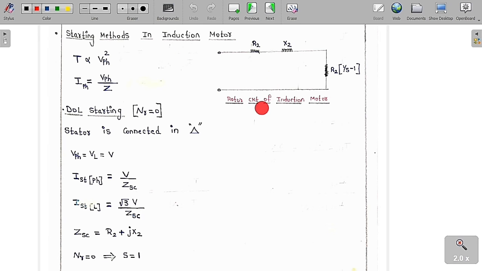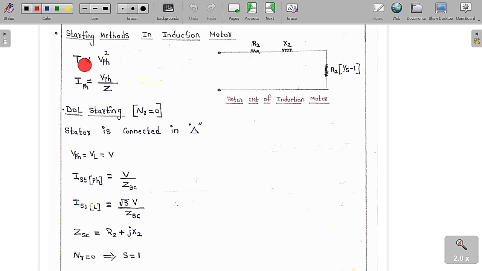This is called the rotor circuit of the induction motor. It is a per phase circuit diagram of the rotor circuit of the induction motor. I have already told you, this is R2, this is X2, and this is R2 into (1/S minus 1).